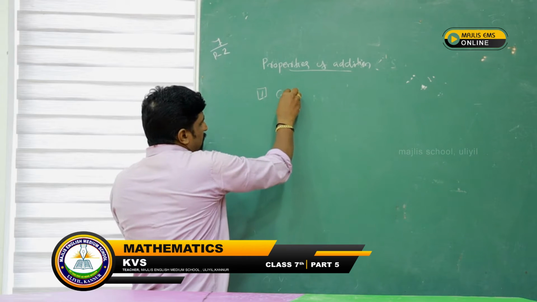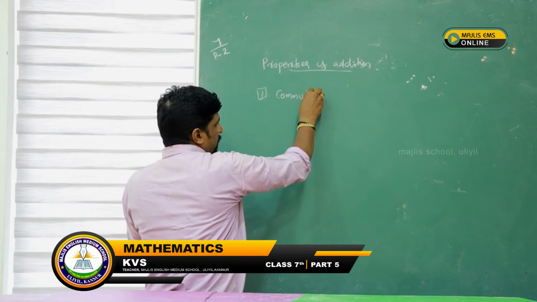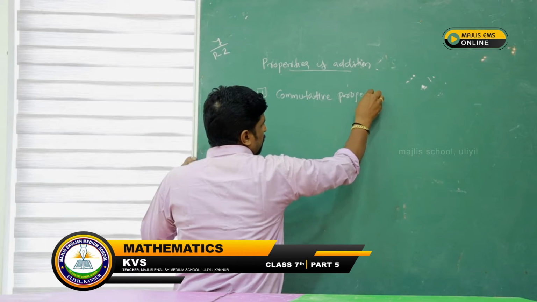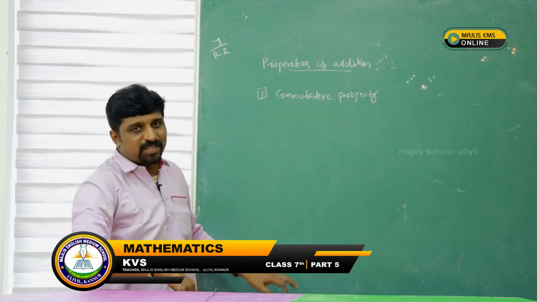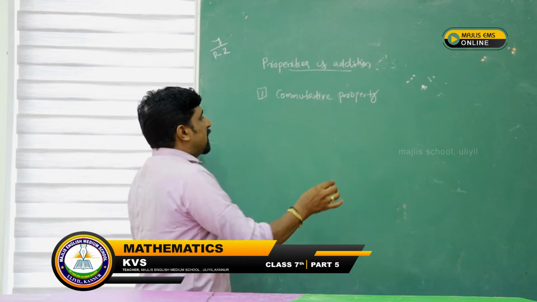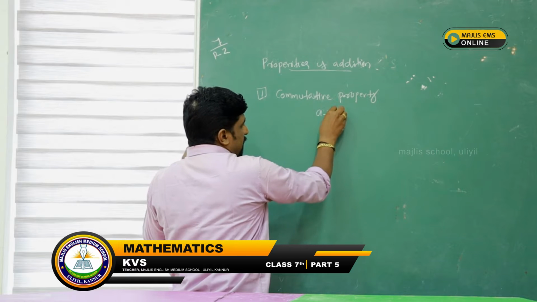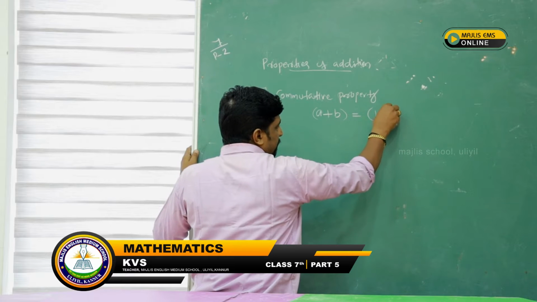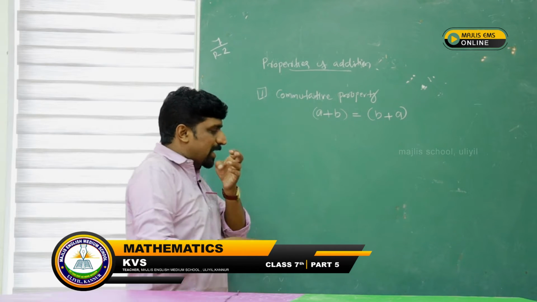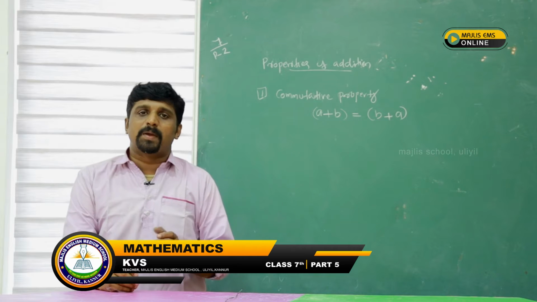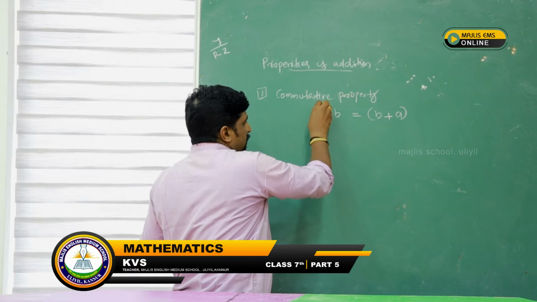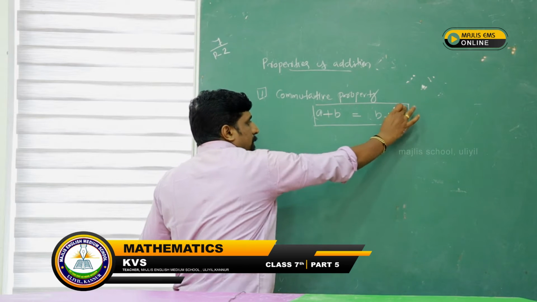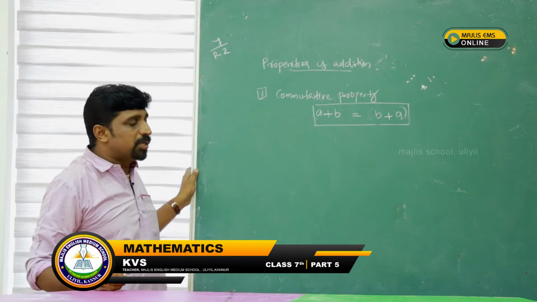I can say there is the commutative property. Commutative property means the property is like this. Suppose a and b are two integers, then a plus b equals b plus a. We just interchange the order. That is considered the commutative property.